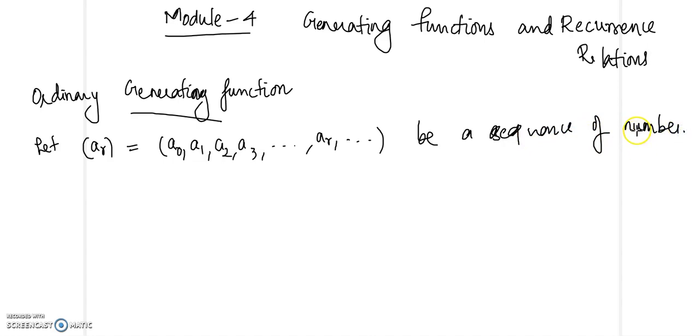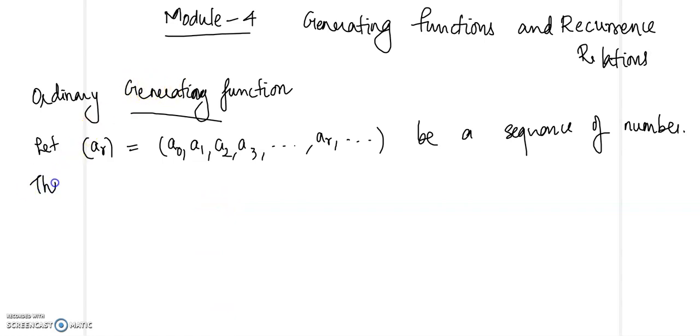Then the generating function or the ordinary generating function corresponding to this sequence is defined as a series having coefficients as these numbers. So that is a series of the form a0 plus a1x plus a2x square plus a3x cube. So given a sequence of numbers, the usual power series where the coefficients are these numbers is called an ordinary generating function.